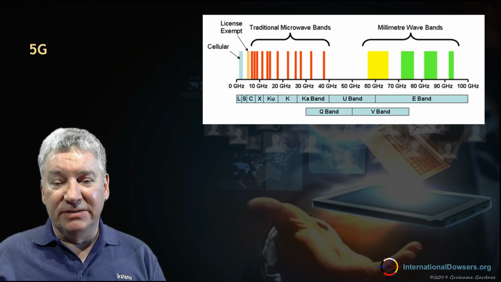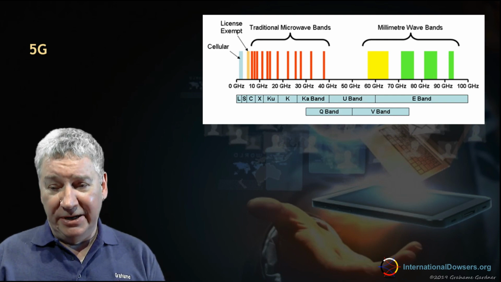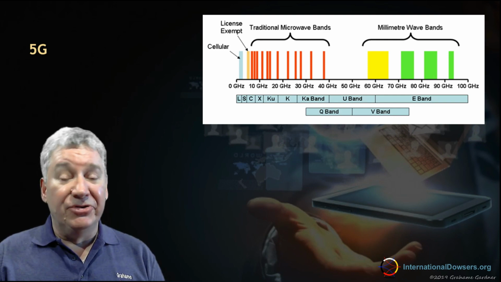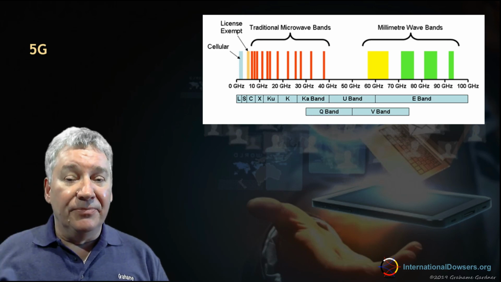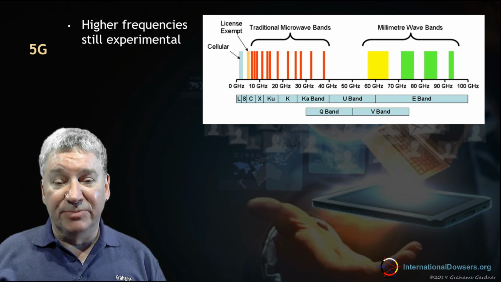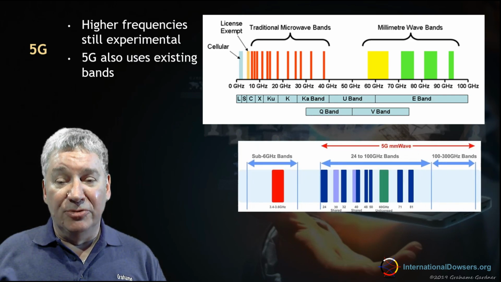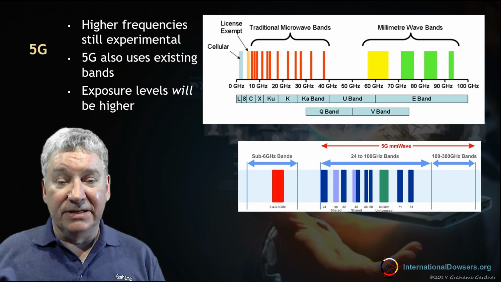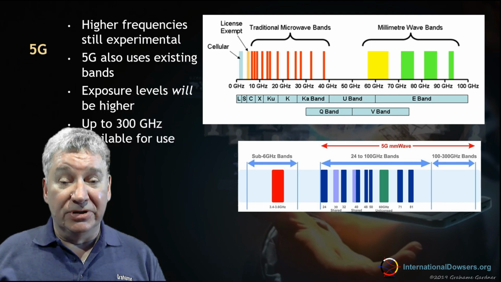The traditional microwave bands on this picture here, going up to 40 gigahertz, are what's proposed for North America. But the higher ones up to 100 gigahertz have been proposed and have been allocated. But actually up to 300 gigahertz is proposed. So the higher frequencies are still experimental at the moment. The UK is talking about using up to 24 gigahertz, and of course it also uses the existing sub-gigahertz bands. So we'd like to see higher exposure levels.